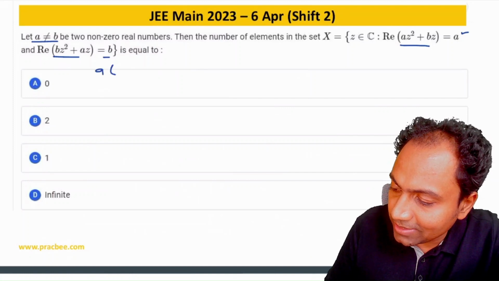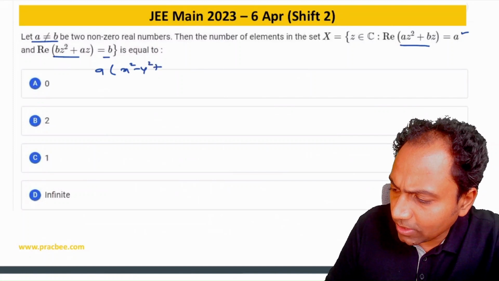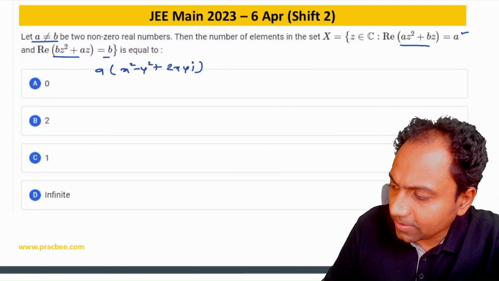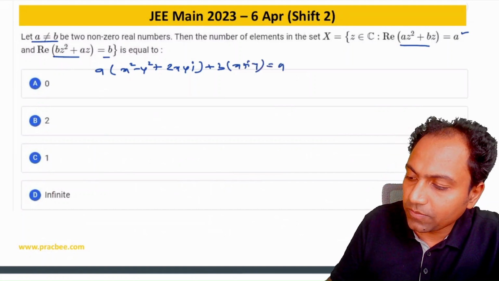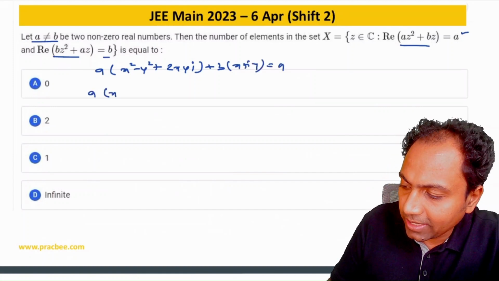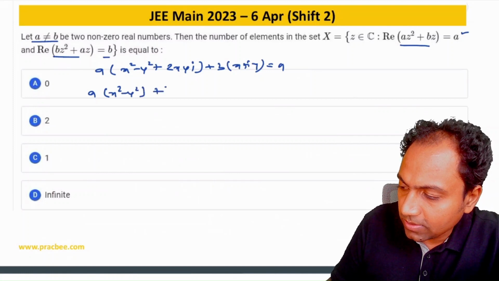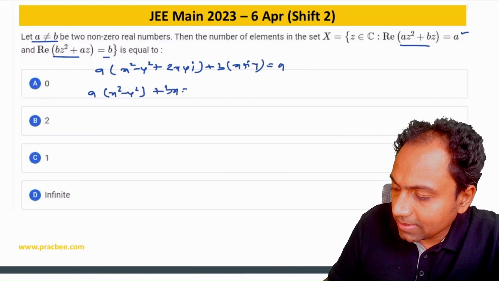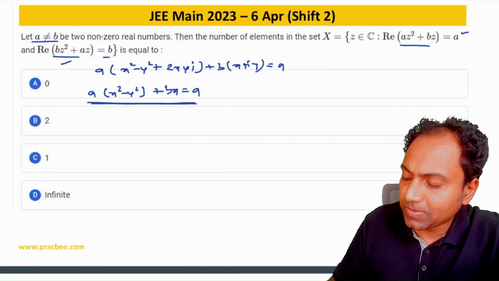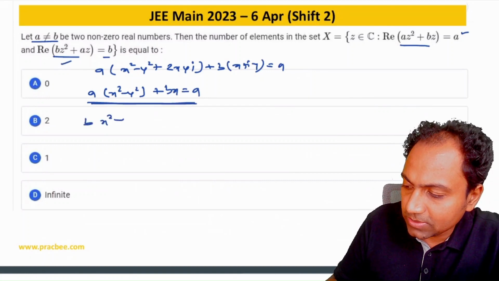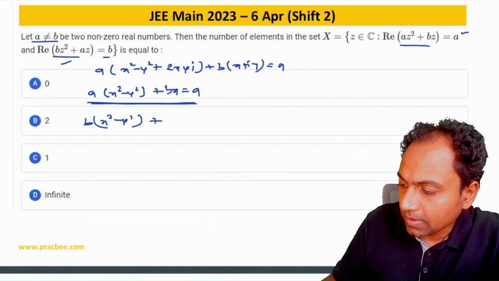So if I write, z square becomes x square minus y square plus 2xyi. Now we have done this quite some time. And b into x plus iy is equal to a. So if I compare the real part, what I get is a times x square minus y square plus bx is equal to a. And all I need to do is interchange the values of a and b, and that is what has been done in the second part. So it becomes b times x square minus y square plus ax is equal to b.